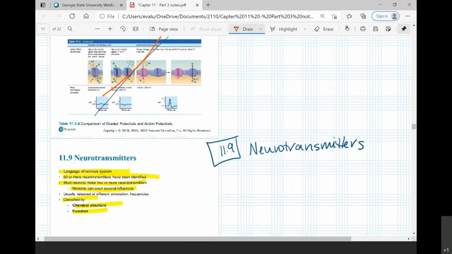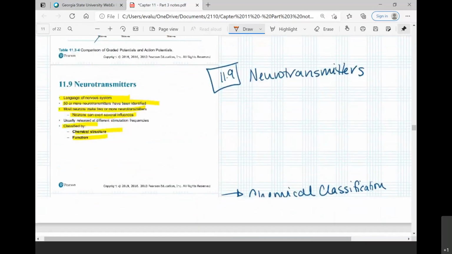So neurotransmitters is basically the communication, it's the language. If our neuron is sending a neurotransmitter from one neuron to the other, it's the language. Whatever the neurotransmitter is what is communicated. There's about 50 or more neurotransmitters that have been identified. Most neurons have two to a couple different kinds, but it does seem to be that neurons are more specific. They don't have all 50 of them, but they can exert a couple different kinds of communication because they may have more than one type of neurotransmitter that they can release.